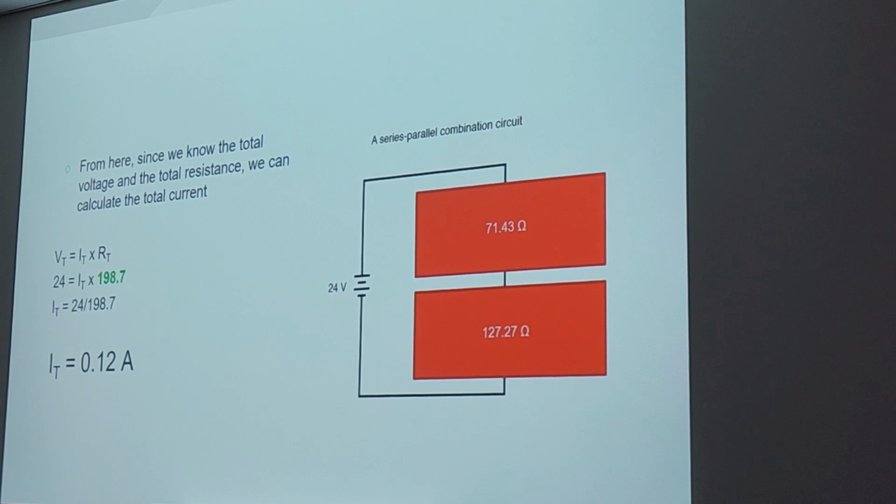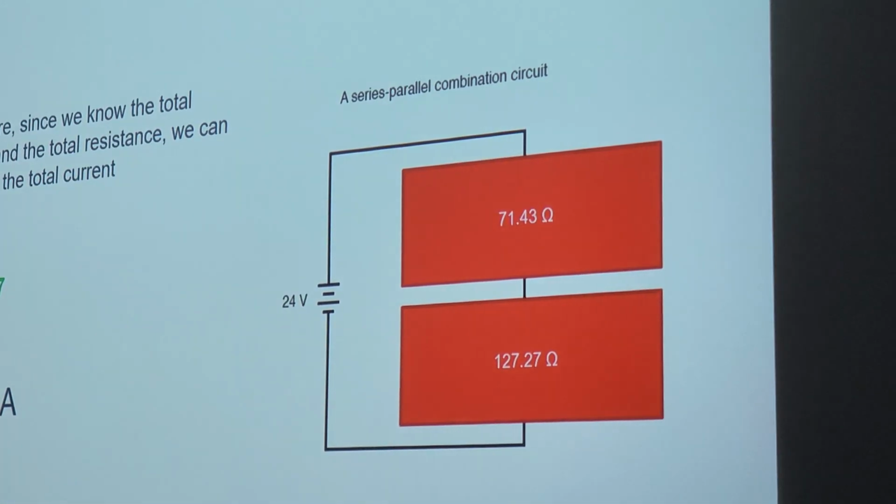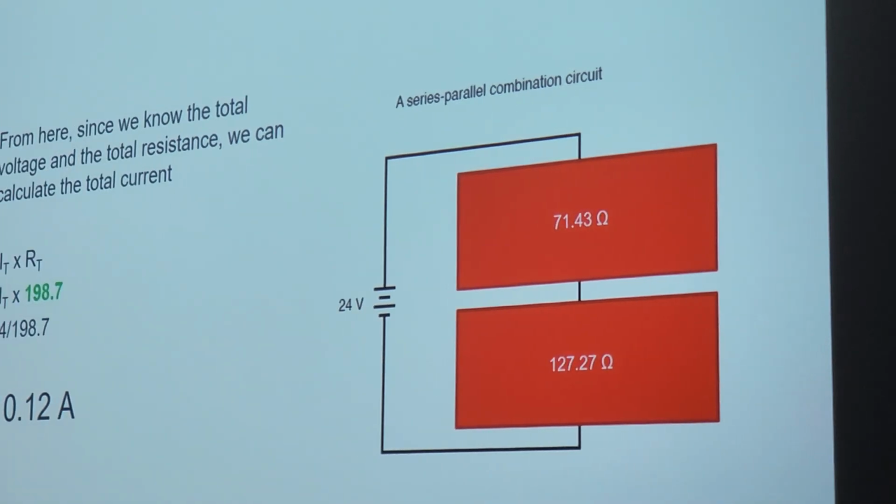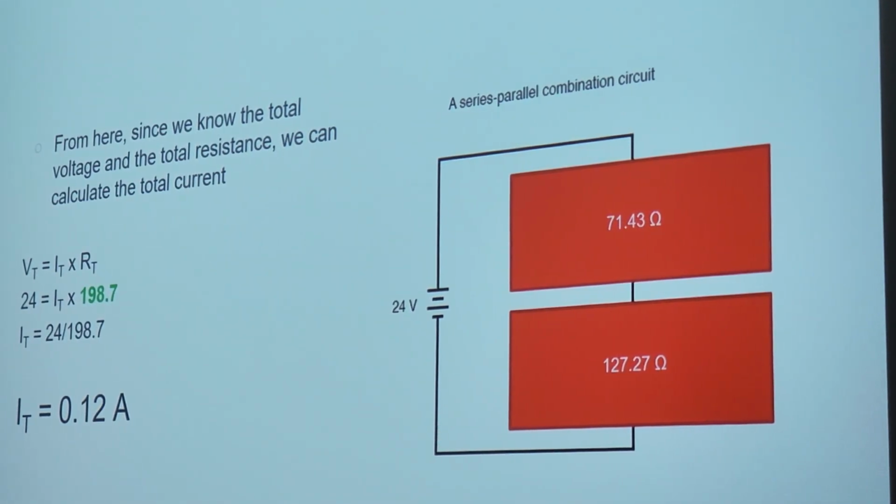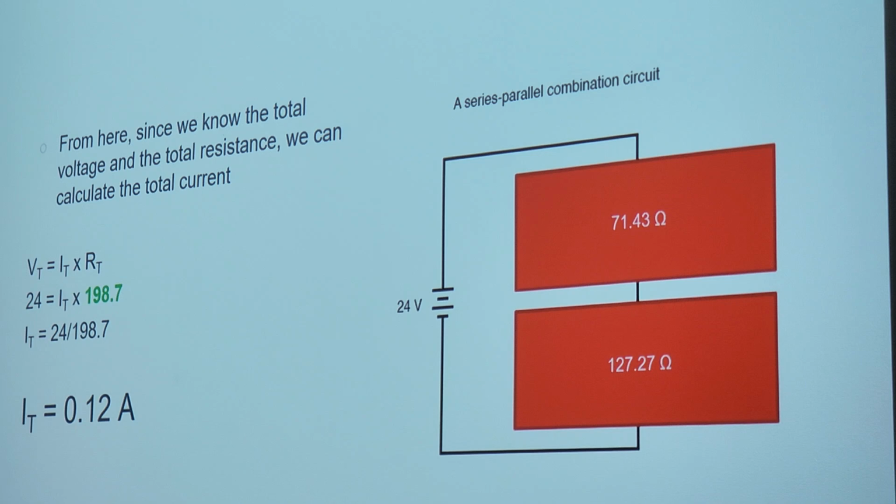Okay? And because you treat it like a series, the current is going to be the same for both. So 0.12 here, 0.12 here, because in series, the current is the same. Okay?